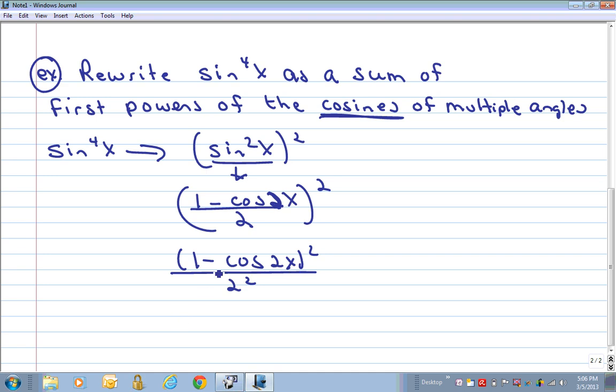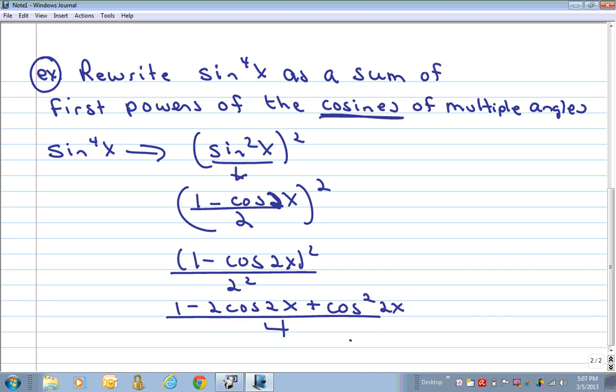And if you square a binomial, remember the shortcut, we square the first term, which would be 1. We multiply through 1 times negative cosine 2x times 2, so negative 2 cosine 2x. And then we would square the second term, cosine 2x squared, and we would get positive cosine squared 2x. And then 2 squared at the bottom would be 4. All right, let's continue this problem, and now we're just down to algebra manipulation.